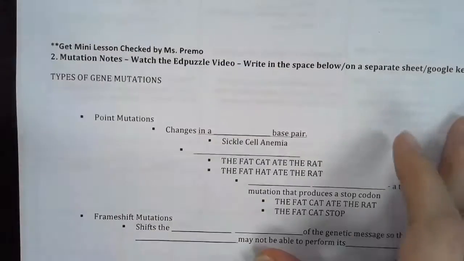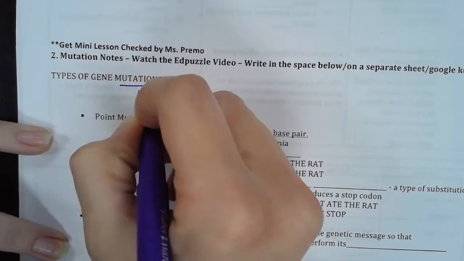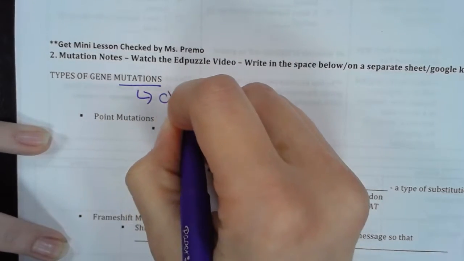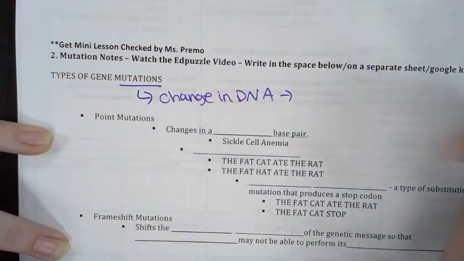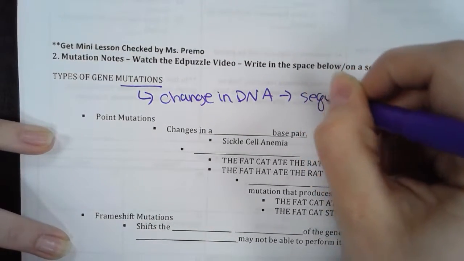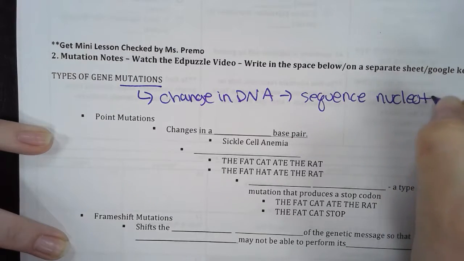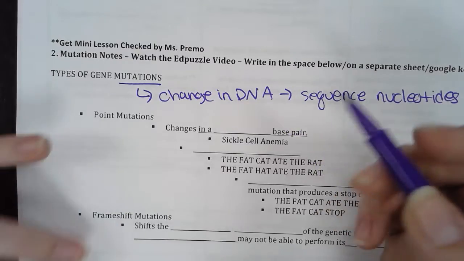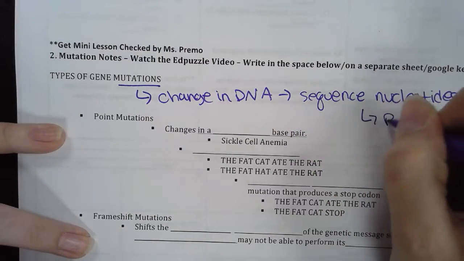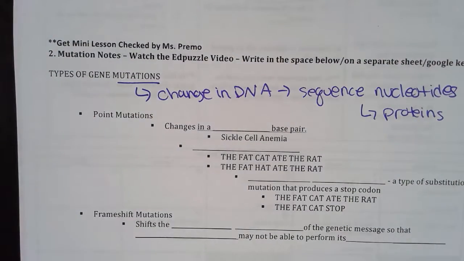Alright, hey guys, so today we're going to be talking about types of gene mutations. Mutations are simply a change in DNA. DNA, remember, is just a sequence of nucleotides. So if I change my DNA, then I'm going to change my protein. Now, there are different types of mutations that can actually occur and can have very long-lasting effects. We're going to go over those types of mutations.